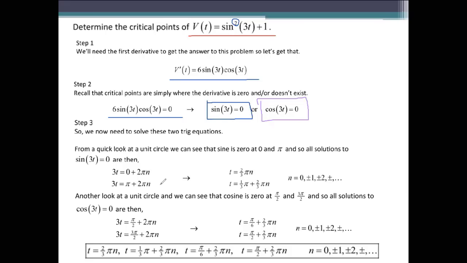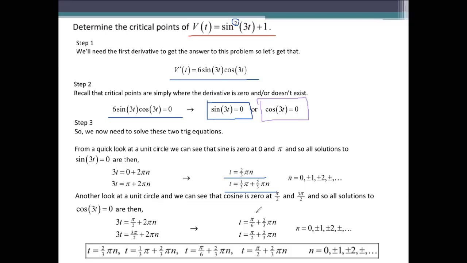So then we get the following: t is 2 over 3 pi n. This is the solution of the first equation, sine 3t, and there is a second one. So we have two series of solutions, where n is an integer. And now we need to solve the second one, cosine.